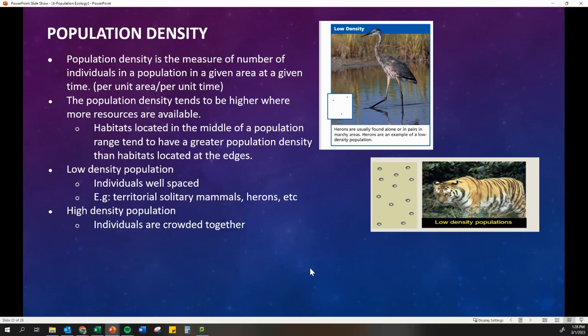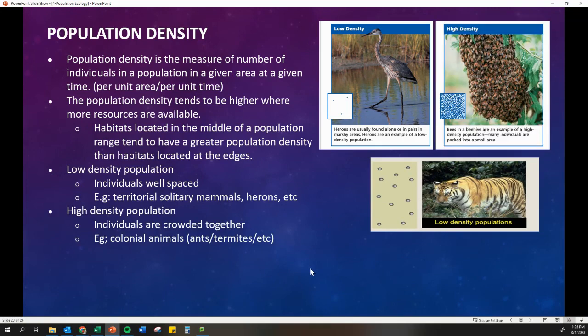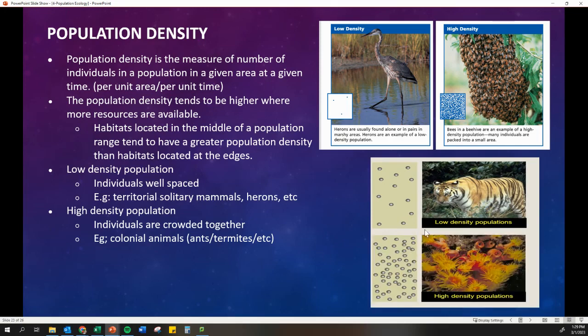A high density population is where individuals are crowded together. This would be animals that live in a colony, such as ants or termites, or here we have bees that are all living in one area. So this is looking at the same area, but we have many, many individuals all in one very small area. Here is an example of high density with these. I think these are sea anemones, where they're all in one location. And our population density, just like our population size, can change over time and over the area of a population.